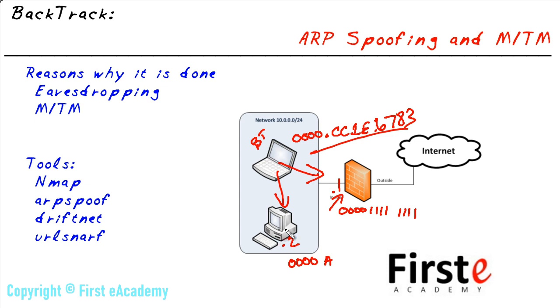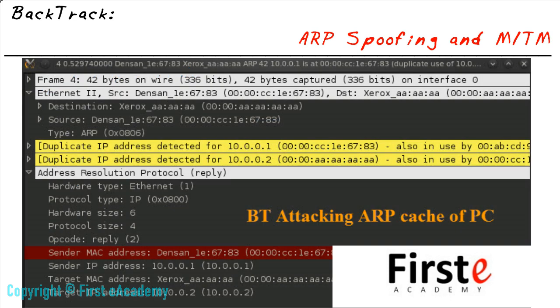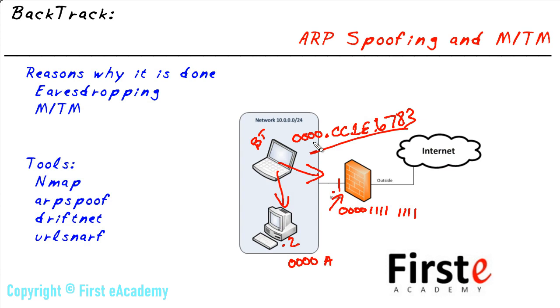The other half is we also need to lie to this guy. So we'll go to the PC and we'll say, with ARP packets, hey, this is 10.0.0.1 talking, here's my layer 2 address, and it is 0000CC1E6783. And so effectively, this PC will believe that its default gateway's MAC address is this, the attacker, and the default gateway will believe that the layer 2 address of the PC is also the attacker. And guess what? All the layer 2 frames are going to be forwarded through the BackTrack device.